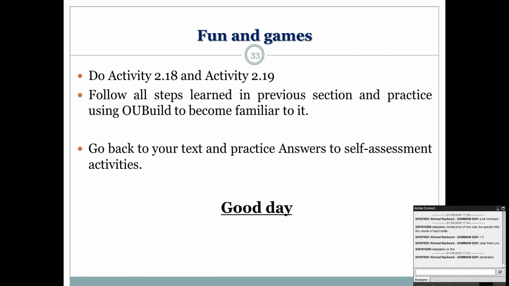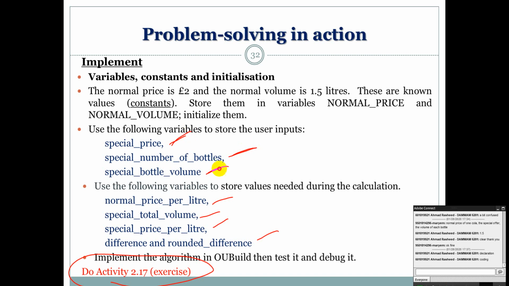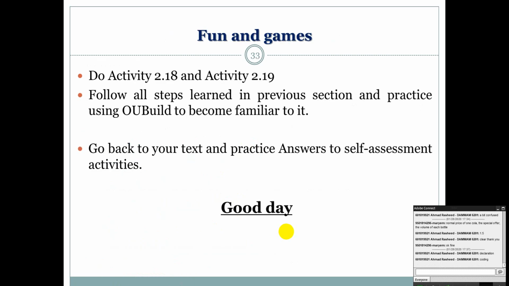Then we go to the activity. We ask the user to enter the special price, how many bottles, and what the volume of the bottle is. Then we set these values, calculate the difference and display the difference. This is activity 2.18 and 19 from the activities.